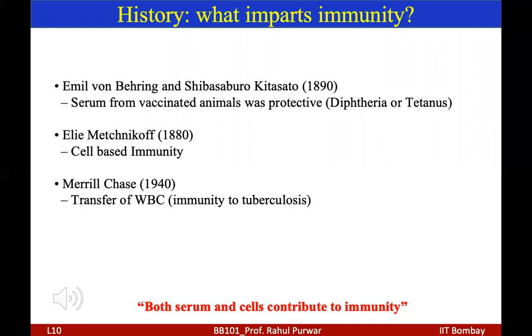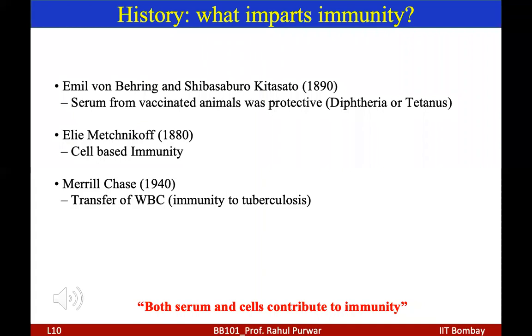At that time they did not know that antibodies are present in the serum, but what these people found out was that this non-cellular fraction of the blood, the so-called serum, is protective against diphtheria or tetanus. So they took the animals which were vaccinated against diphtheria or tetanus, and then they took the serum antibodies and treated the diphtheria patients or the tetanus individuals and found out that those patients became protected.